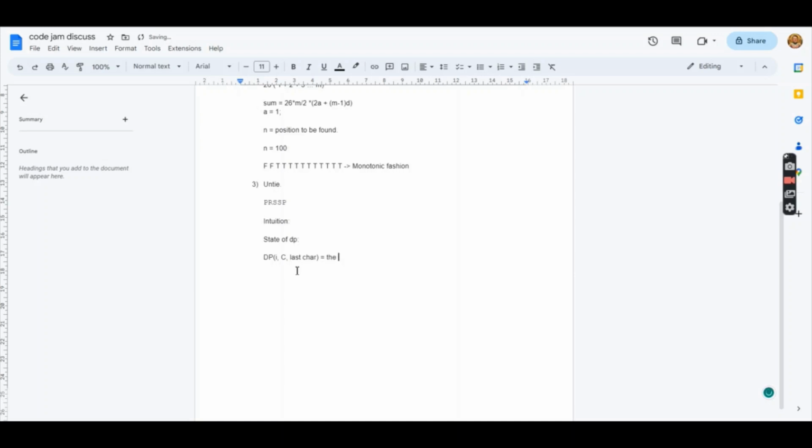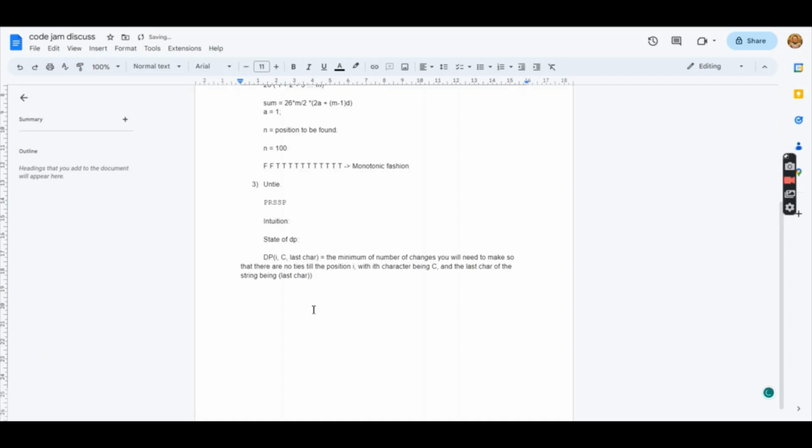So this state represents the minimum number of changes you will need to make so that there are no ties till the position I, with the ith character being C, and the last character of the string being last char. So this is basically the state of DP, and now you will need to think about the transition.